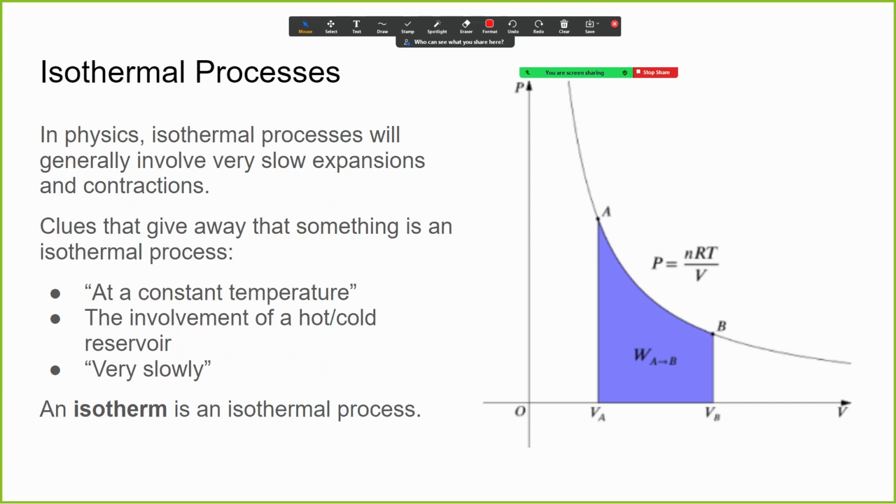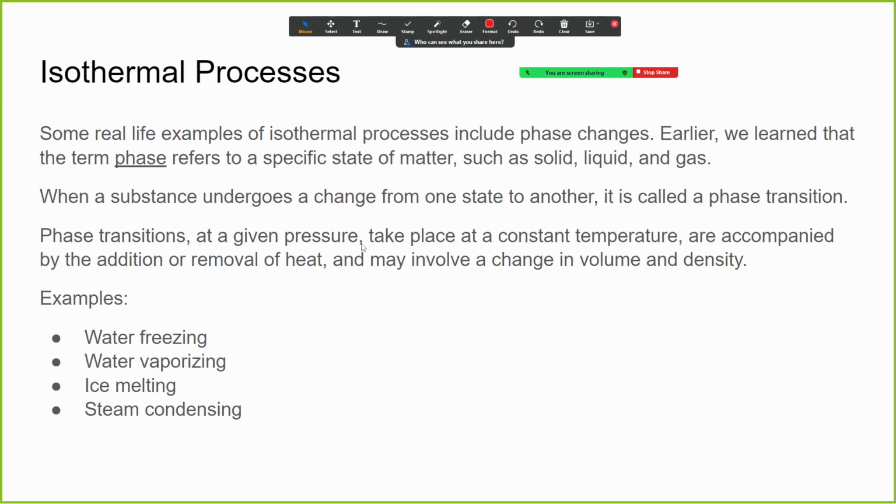So in physics, isothermal processes are generally going to involve very slow expansions and contractions. Any kind of clue that gives away that it's isothermal at constant temperature, if there's an involvement of a hot and cold reservoir, and I'll make sure that we go over some questions that look like that, or something is happening very slowly. This line here, this A to B, that is called an isotherm, so that's just an isothermal process, kind of like a shorthand of it. Okay, so some real life examples of isothermal processes include phase changes.